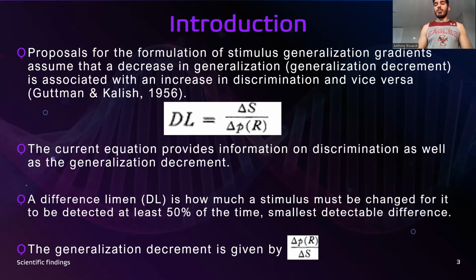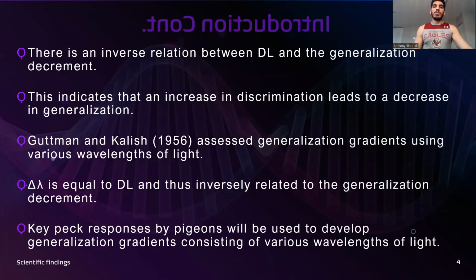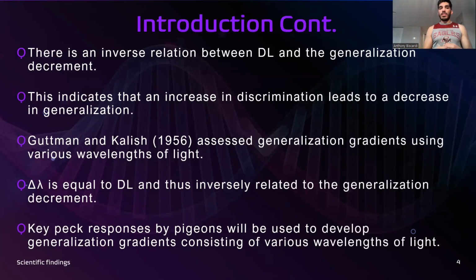And the generalization decrement is given by the values delta P times R over delta S. And to compare that to the above equation, that is the inverse of DL. So it's 1 over DL equals the generalization decrement according to this equation, which I'll talk about on the next slide. So there's an inverse relation between DL and the generalization decrement, kind of just like the decrease in generalization is basically the slope of the generalization gradients.